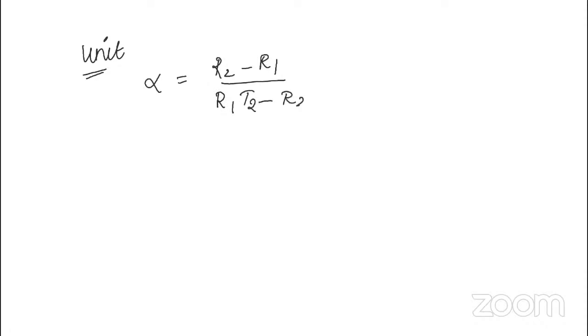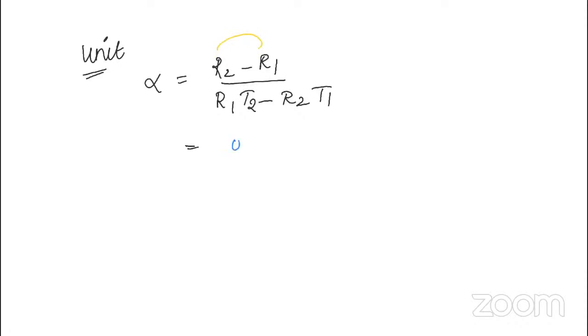Next, we can go for the unit of alpha. What is the unit of temperature coefficient of resistivity? What formula do we know for alpha? That is R2 minus R1 divided by R1 T2 minus R2 T1. We need to know this formula. Look above, it is the difference of resistance. So per resistance, what unit do we write?